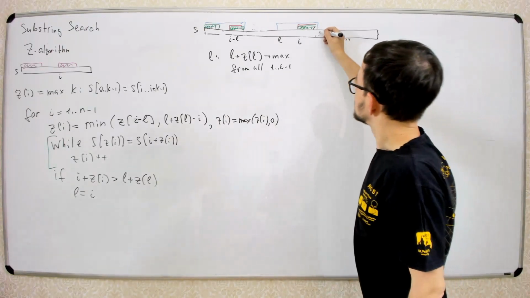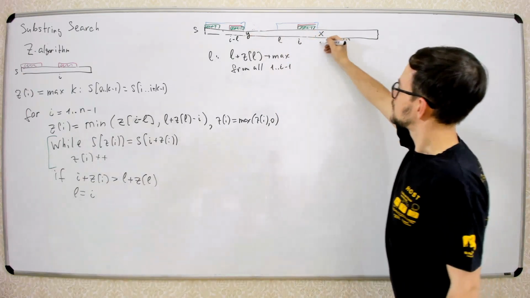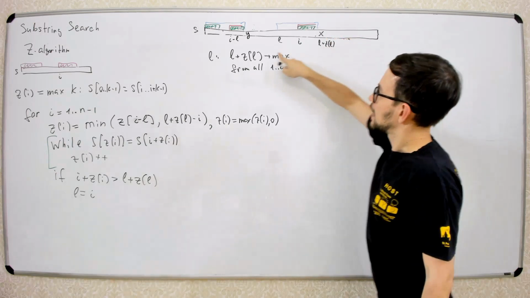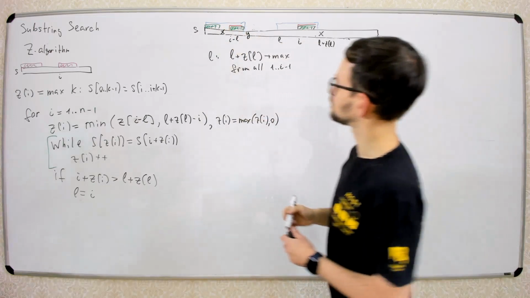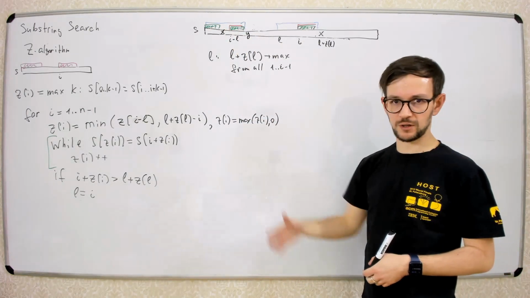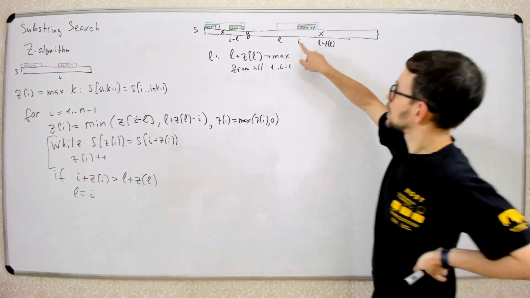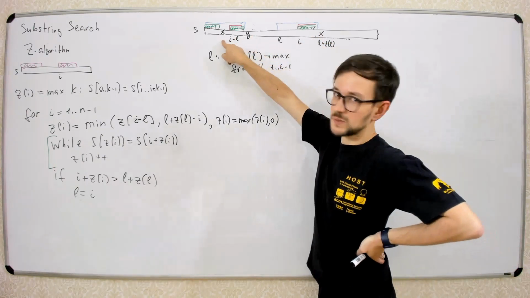So the characters here are different. So here are x and here are y. Here's y. This is L plus ZL. And these two characters are the same. This is the only way you can get any iterations in this while loop. So again, these two characters must be the same. So these two characters must be different.